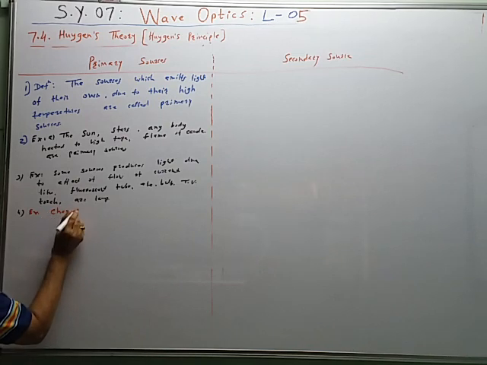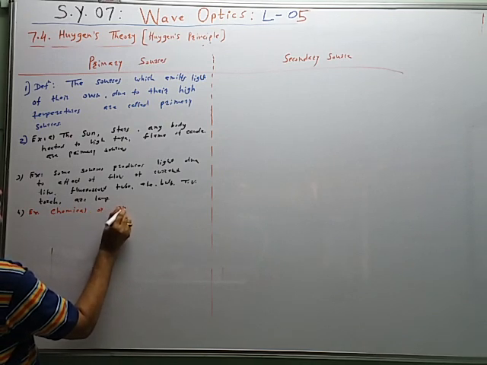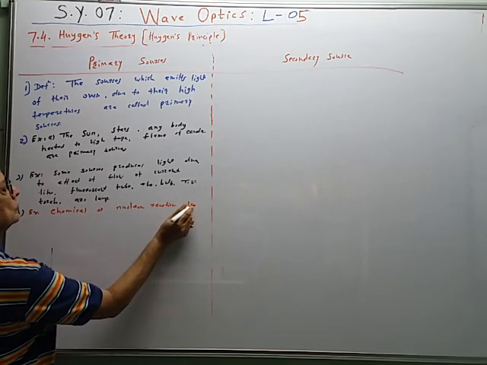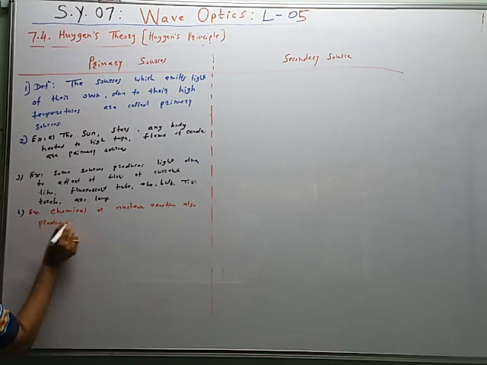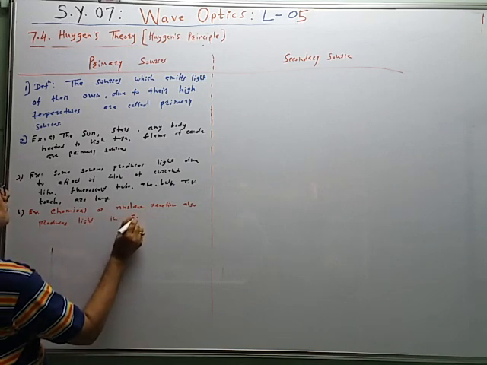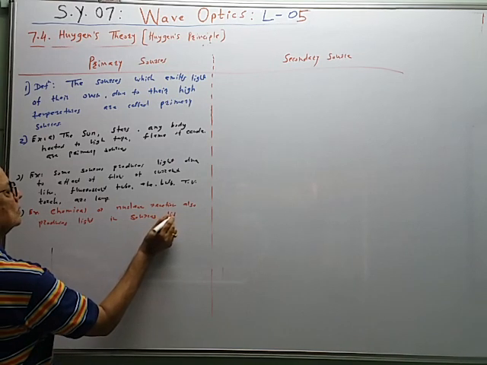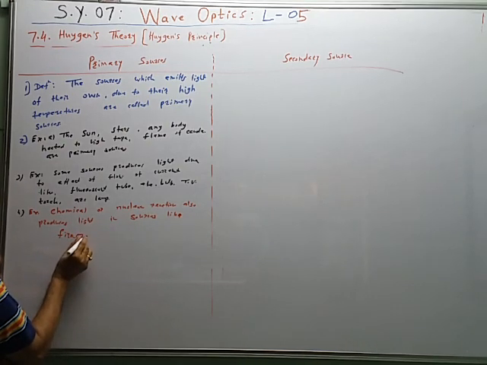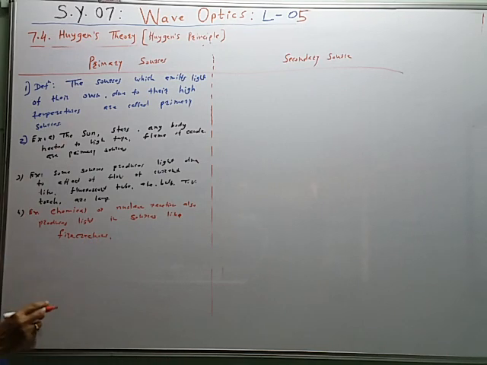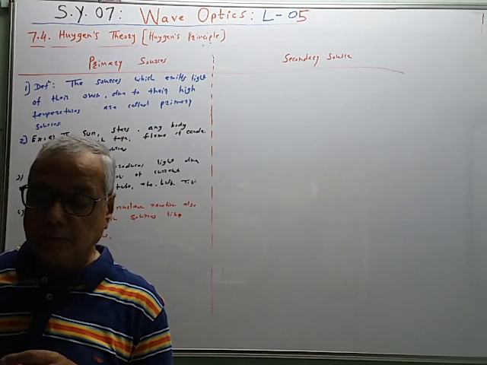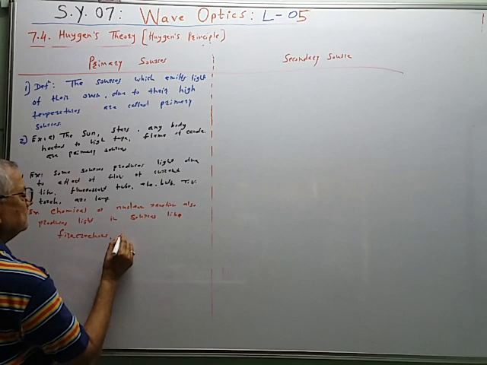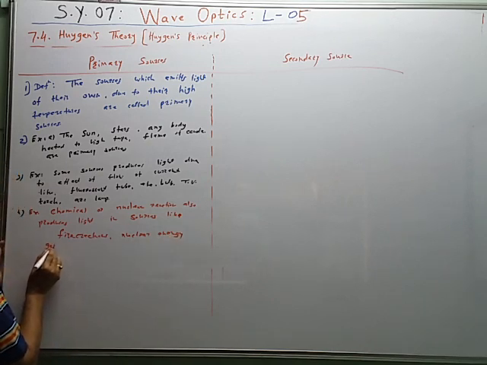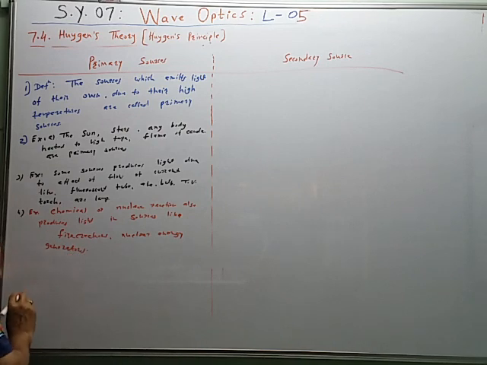Chemical or nuclear reaction also produces light, in sources like firecracker, nuclear energy generator, etc.